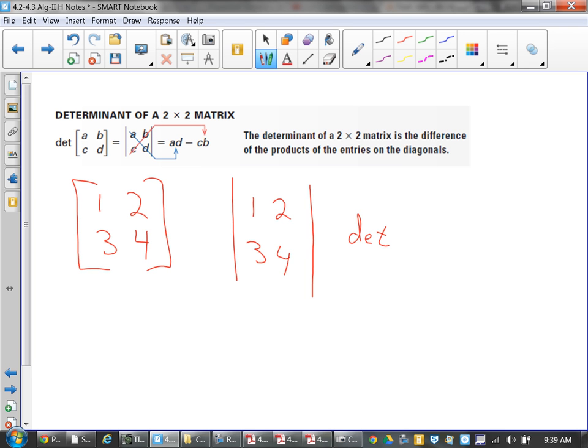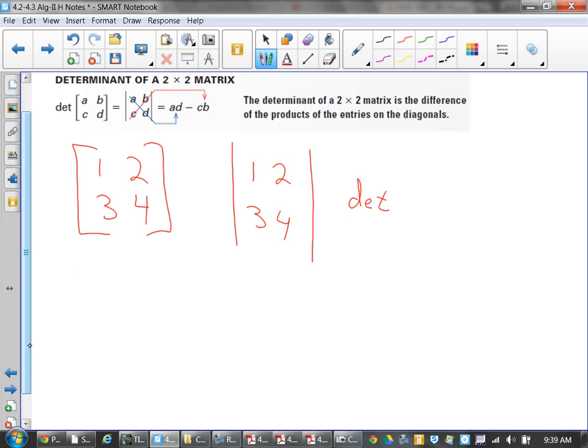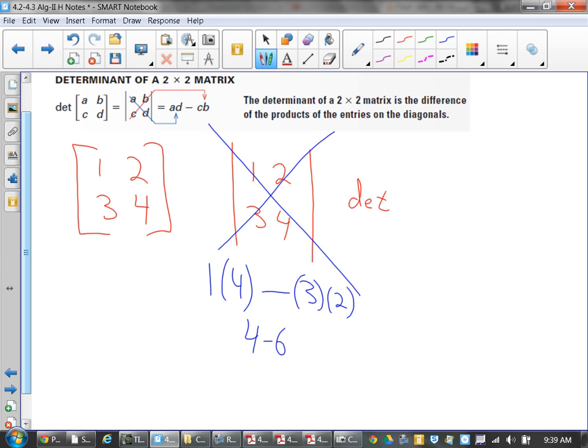So in order to find this, all we do is take 1 times 4. 4. Good work. And we subtract 3 times 2. 6. 4 minus 6 is -2. Therefore, the determinant of our matrix, 1, 2, 3, 4, is -2. Bada bing, bada boom. Would you break the answers? No, because when it says find the determinant, the DET of the matrix, the answer is -2.